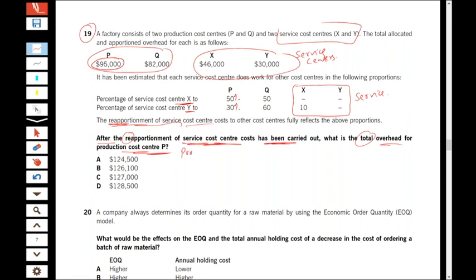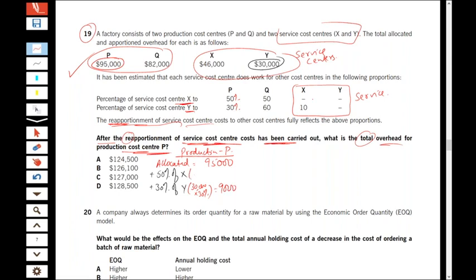That means production center P includes its own allocated amount. Number 1, 95,000 plus 50% of X and 30% of Y. Y is 30,000. So that means 30,000, 30%. That means 9,000.